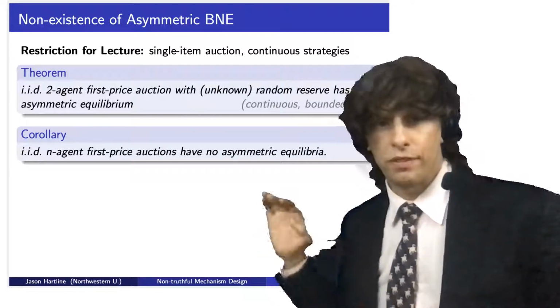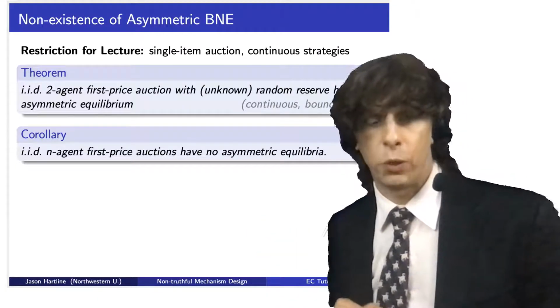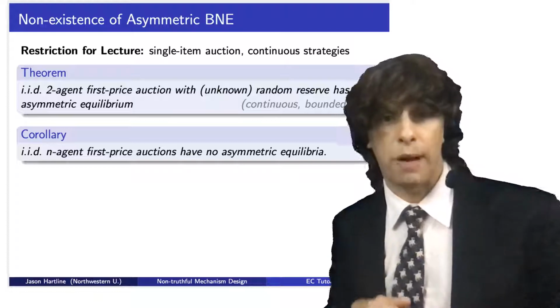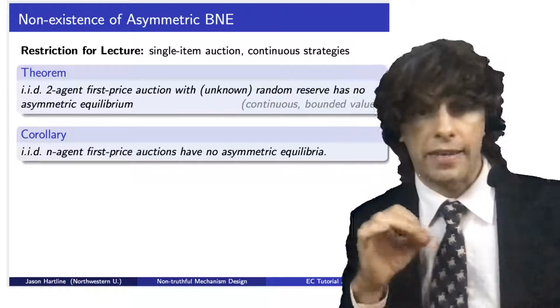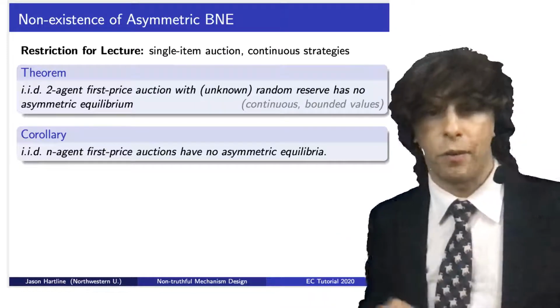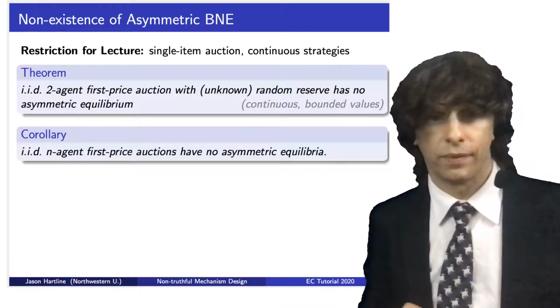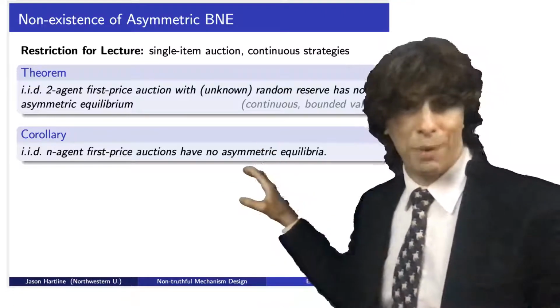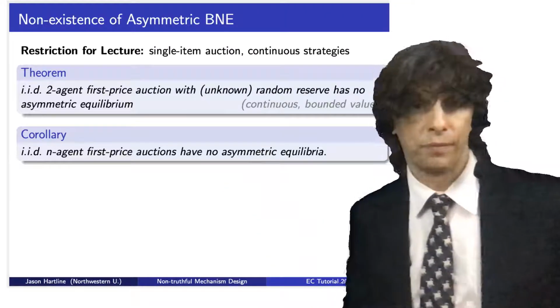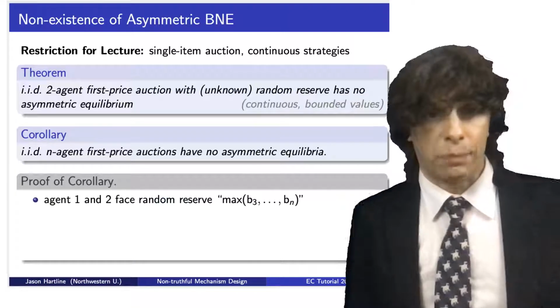I want to use this theorem first to prove the following corollary. And this corollary is probably what you thought I was going to prove in the first place. In the IID n-agent first price auction, there are no asymmetric equilibria. Okay, before we get on to the proof of the theorem, I want to say how to prove this corollary from this theorem. So here's how to prove the corollary.